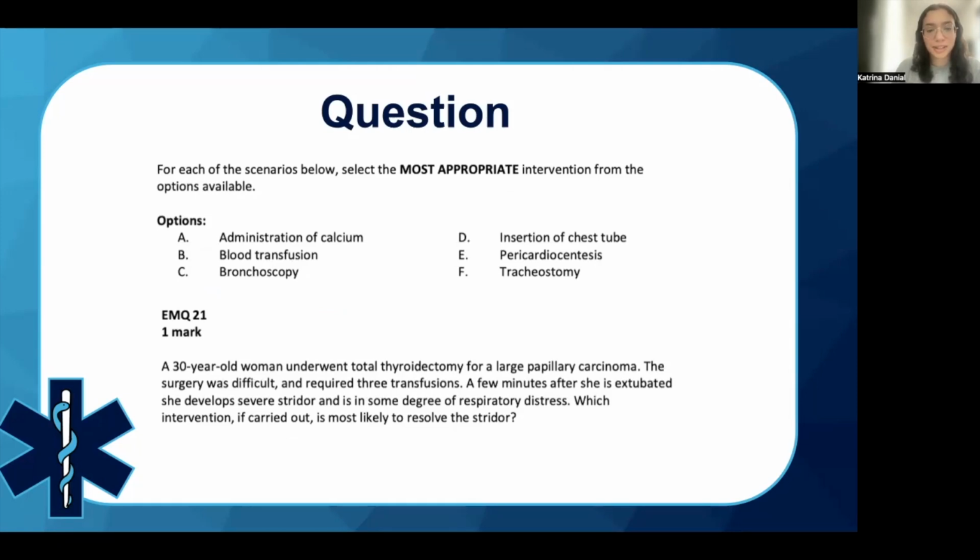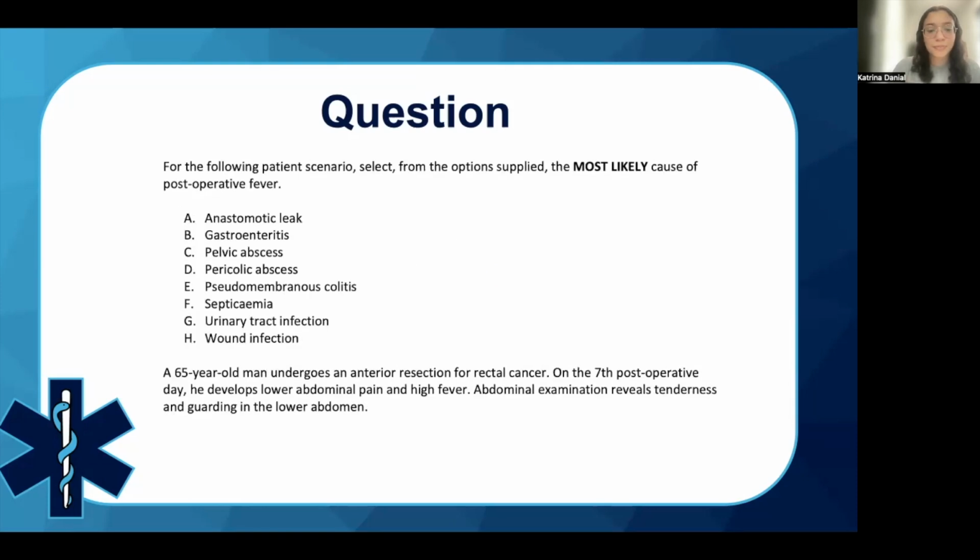I think we kind of touched on this. The answer here is tracheostomy. So basically, you have to open up the neck again. She is bleeding into the pretracheal fascia, and if you don't cut open the neck again, she's going to asphyxiate and die. Pretty critical stuff.